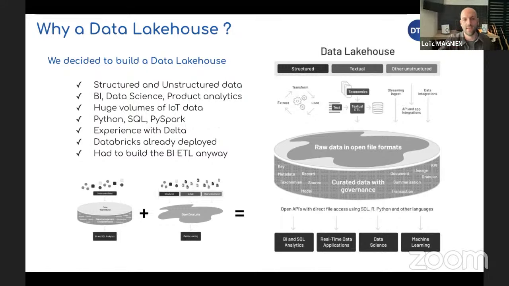And as I said, experience with Databricks was already deployed, and we had to rebuild the business intelligence reporting anyway to make it scalable. So this is the technical reason why we went for a data lakehouse.